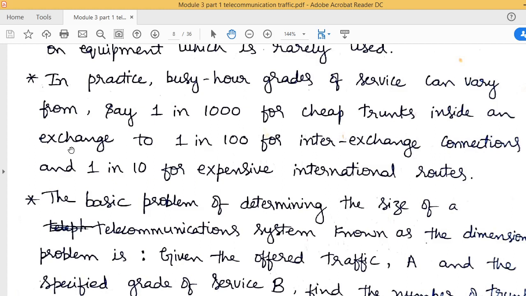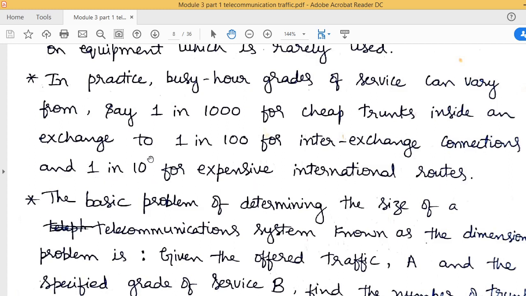Similarly, we will have another scenario where the calls are made between different states, from one state to another state. Inter-exchange connections are involved. So in such a case, the grade of service provided by the network may increase, and that is about 1 in 100. So out of 100 calls that are going from one state to another, one call may be observing congestion.